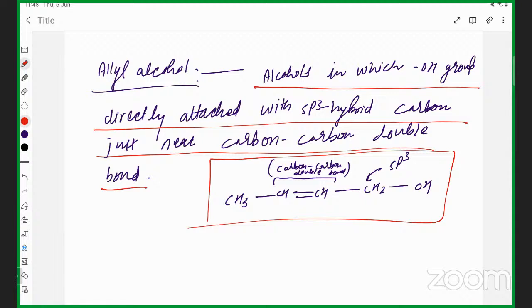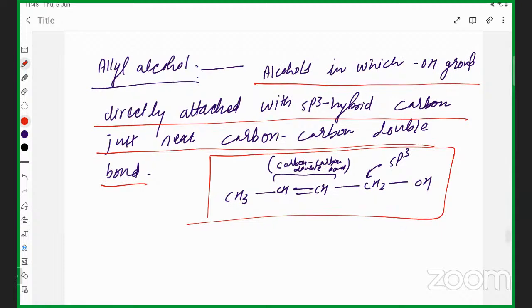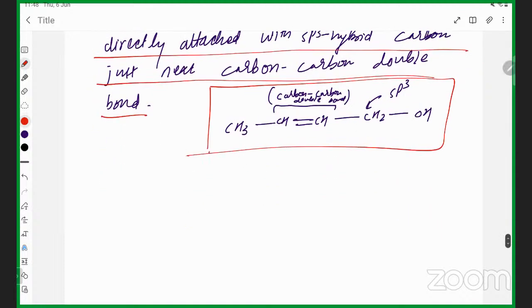Allyl alcohol can be of three types. This is the alpha carbon, na? If the alpha carbon is directly attached with one beta carbon, then it will be 1 degree. Suppose this is CH3, same example I am writing, CH2OH. So this is the alpha carbon and it is attached with one beta carbon. So that is 1 degree allyl alcohol.